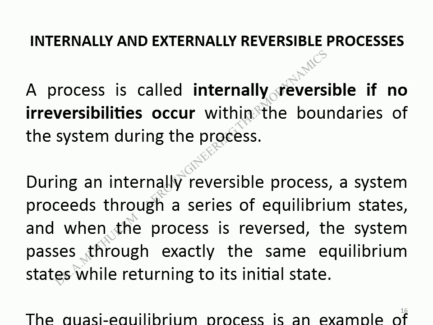Internally and externally reversible processes. A process is called internally reversible if no irreversibilities occur within the boundaries of the system during the process. During an internally reversible process, the system proceeds through a series of equilibrium states, and when the process is reversed, the system passes through exactly the same equilibrium states while returning to its initial state. The quasi-equilibrium process is an example of an internally reversible process.